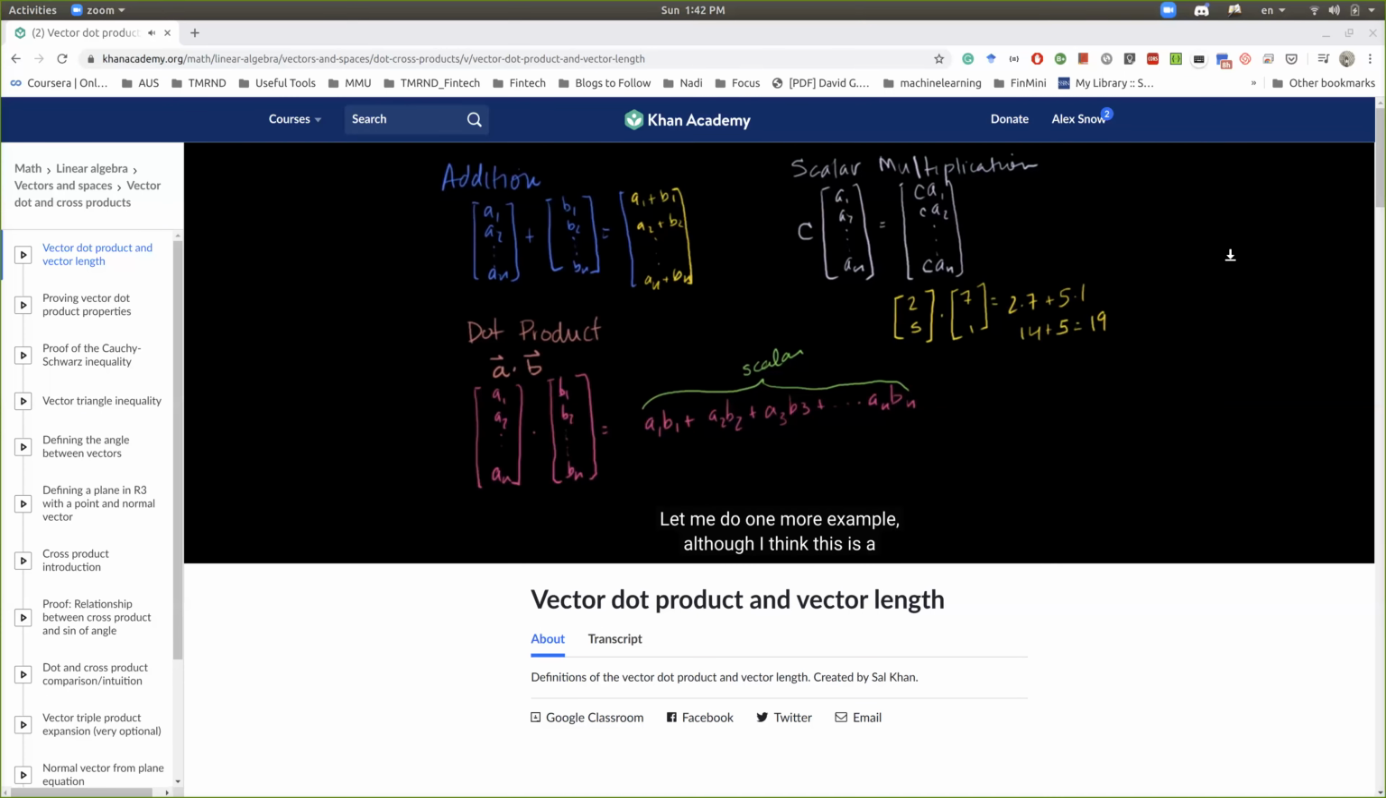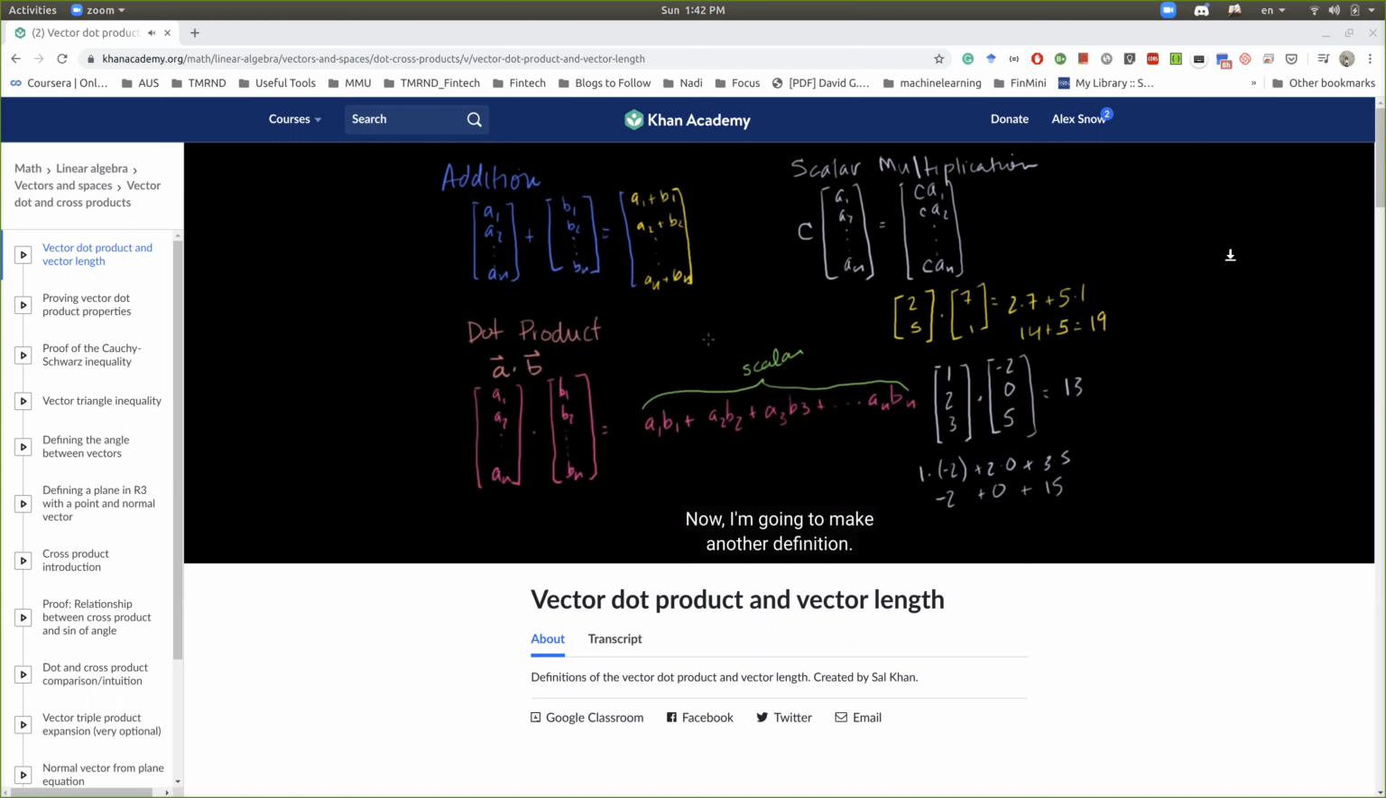Let me do one more example, although I think this is a pretty straightforward idea. Okay, so I have the vector 1, 2, 3, and I'm going to dot that with the vector -2, 0, 5. So it's 1 times -2 plus 2 times 0 plus 3 times 5. So it's minus 2 plus 0 plus 15. Minus 2 plus 15 is equal to 13. That's the dot product by this definition.